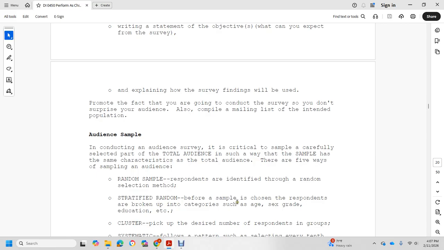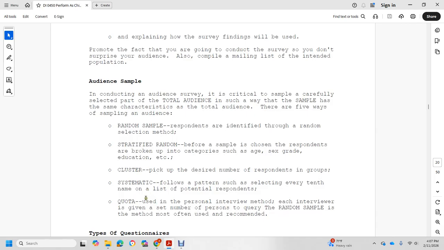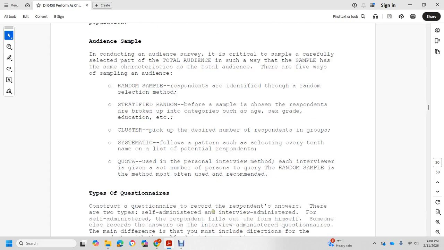The respondents are broken up into categories: age, sex, grade, education, etc. A cluster picks up the desired number of respondents in the groups. Systematic follows a pattern, such as selecting every tenth name on the list of potential respondents. Quota, used with the personal interview method. Each interviewer is given a set number of persons to query with a random sample, which is the method most often used and recommended.